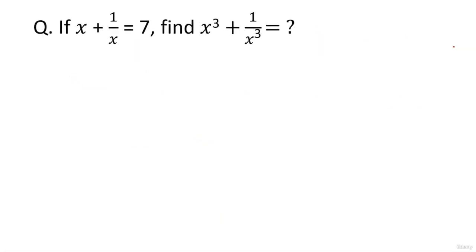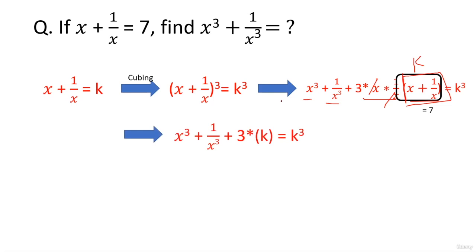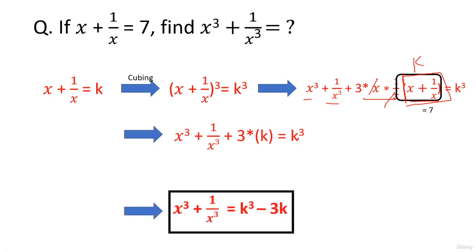Similarly, if you have x plus 1 upon x equal to 7, how do you find the value of x cube plus 1 upon x cube? Okay, you can just cube both sides. The left hand side will be a plus b the whole cube, right? उसका formula क्या होता है? a cube plus b cube plus 3ab into a plus b. So in the next step, we just substitute x plus 1 upon x as k, right? So x cube plus 1 upon x cube plus ये 3 बचेगा, 3 into k is equal to k cube. Taking the 3k on the right hand side, you will get k cube minus 3k.